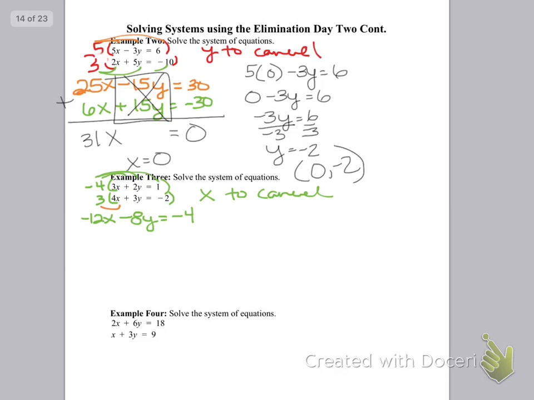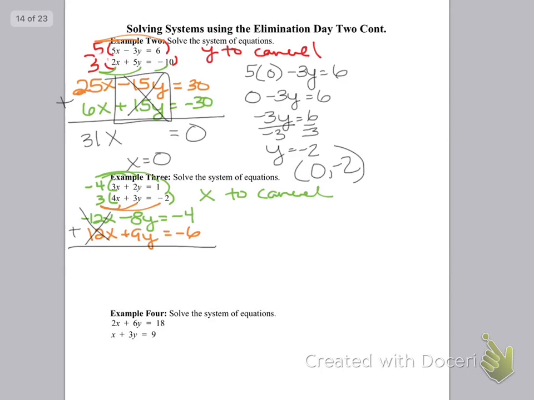So 3 times 4x gives me a 12x. 3 times 3y gives me a positive 9y. And 3 times negative 2 gives me a negative 6. Okay, so now I have this. I can add down. I can see that my x's are easily going to cancel out.